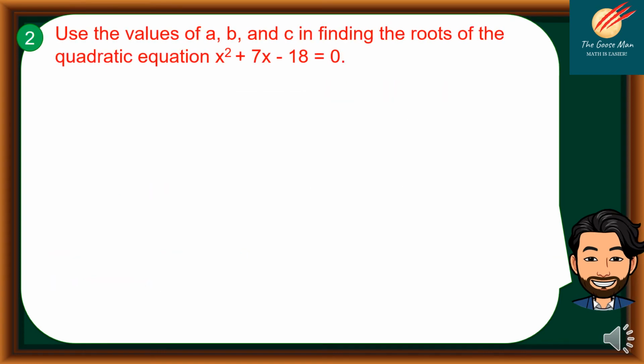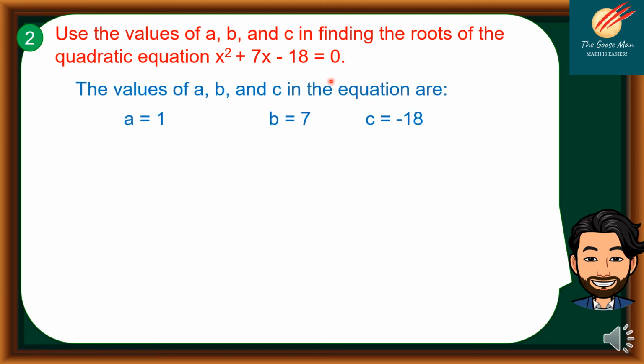Let us now consider problem number 2. Use the values of a, b, and c in finding the roots of the quadratic equation x squared plus 7x minus 18 equals 0. By inspection, this quadratic equation is already in standard form. So we will get the values of a, b, and c respectively. a is equal to 1, b is equal to 7, and the constant is equal to negative 18, which is c.